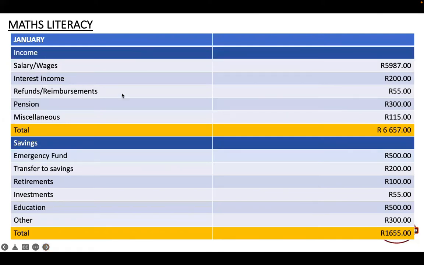Okay, so here we go. We can see the income that a person gets. And then we see the savings as well: emergency fund, transfer to savings, retirements, investments, education, and other. So see income and the savings, and then we get the total. Any questions?